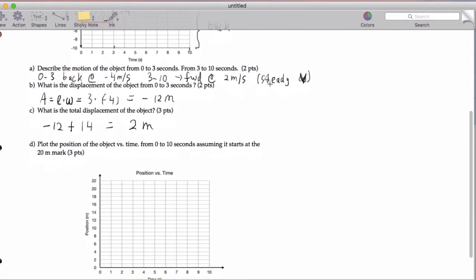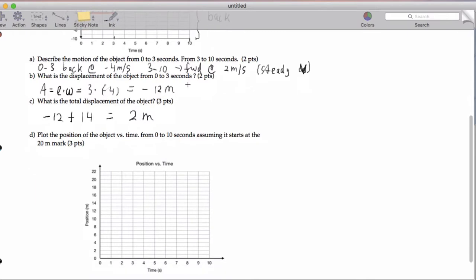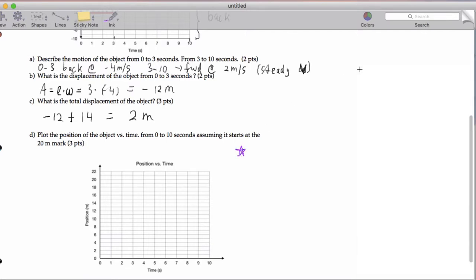Now, it says plot the position of the object from 0 to 10 seconds, assuming it starts at the 20-meter mark. Let's be really clear. Maybe this is another note for the index card. Okay, so what I'll say is this. When plotting a position graph from a velocity graph, the V values are the slope of the position graph.